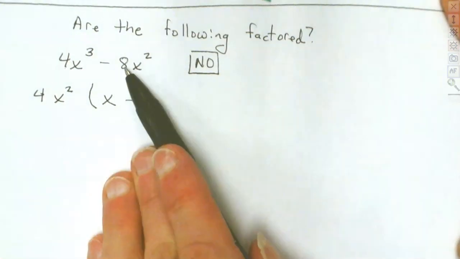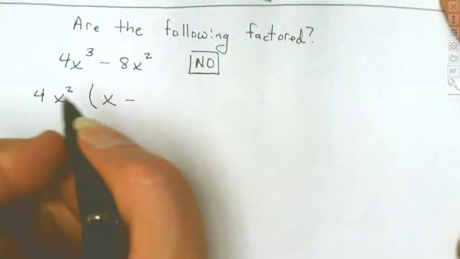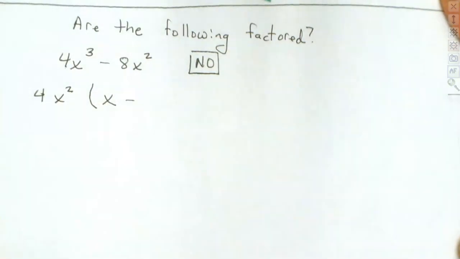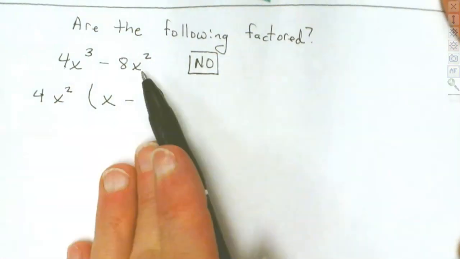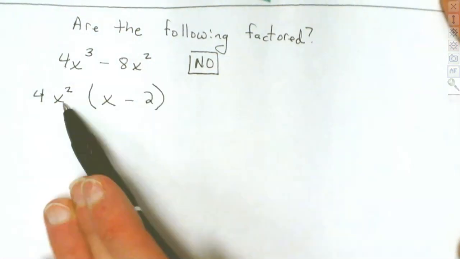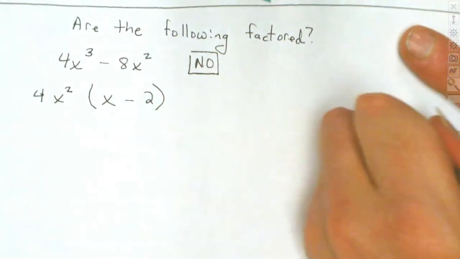What about the next piece? 8 divided by 4. It's negative, so that comes down. 8 divided by 4 is 2. The variables are gone because we factored out that x squared. So that one has not been factored.